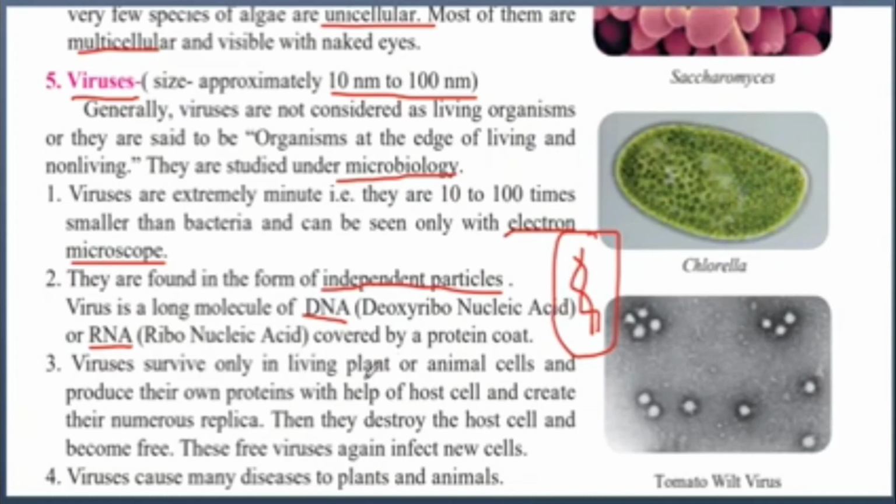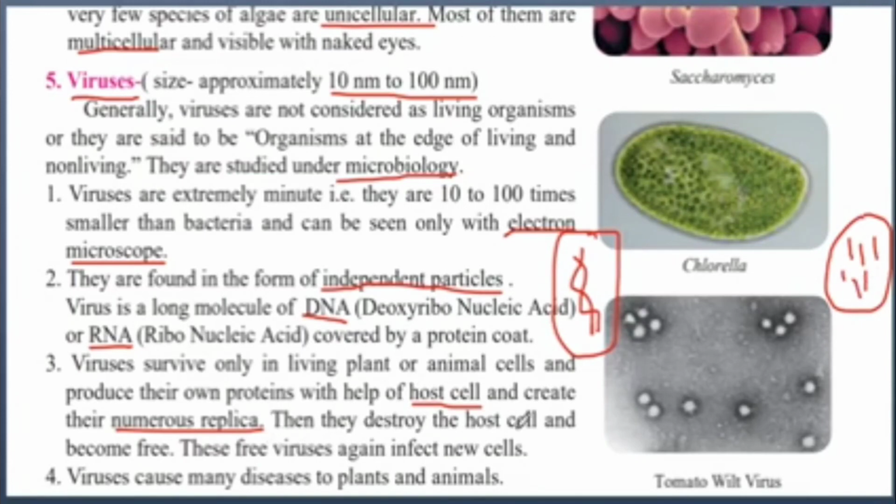Viruses survive only in living plant or animal cells. Because they do not have other organelles, they have to survive by taking nutrition and other substances from other plant or animal cells. So, they infect the other animal cells or plant cells and produce their own proteins with the help of the host cell, that is, the plant or animal cell in which they are, and create numerous replicas. So, suppose this is a plant or animal cell, viruses infect it and start multiplying using the host proteins. Once they multiply, they form numerous replicas which are of the same viruses.